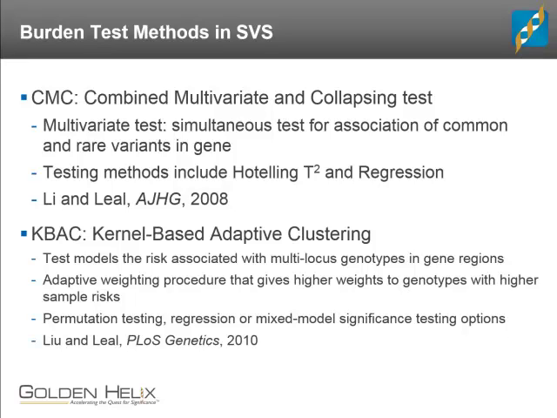Now, the KBAC method is also available in SVS. It's very much focused on rare variants. The test models multi-locus genotypes across gene regions and calculates an association test based on that. The standard method uses permutation testing, but we also have a regression method or a mixed model regression method available for KBAC. The mixed model method is especially unique. It's something that we gave an entire presentation on last year, which you can find recorded and available on our website.